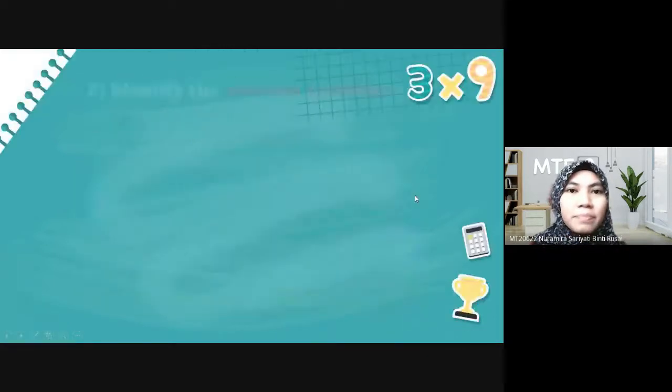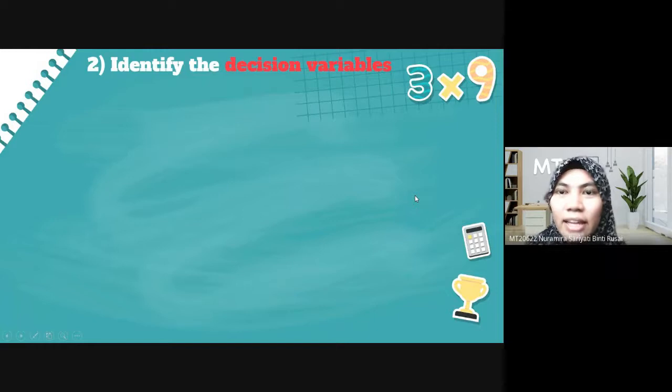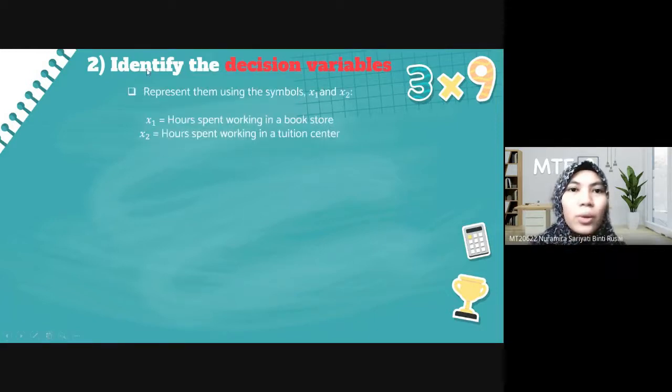And then we identify the decision variables first. Okay. So we represent them using symbols x1 and x2. So x1 is hours spent working in a bookstore, x2 is hours spent in a tuition center. Okay, the other way also can.